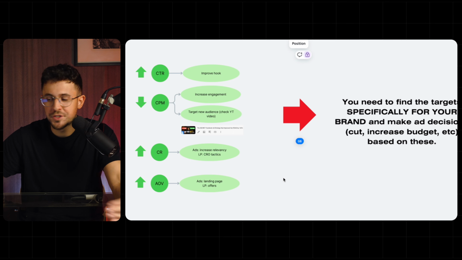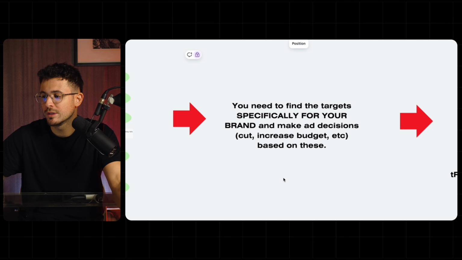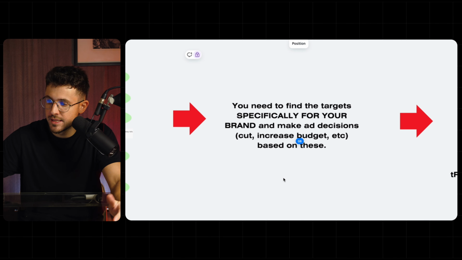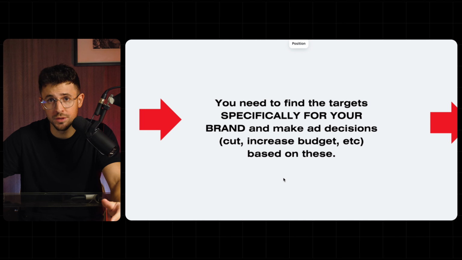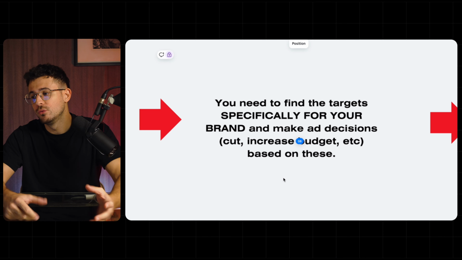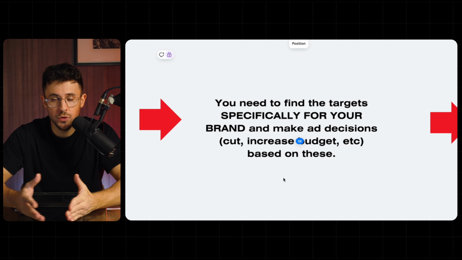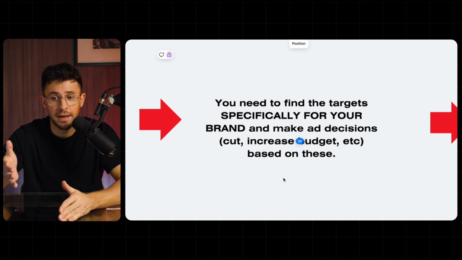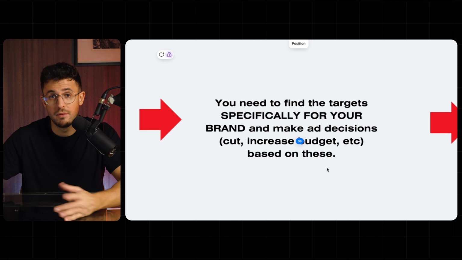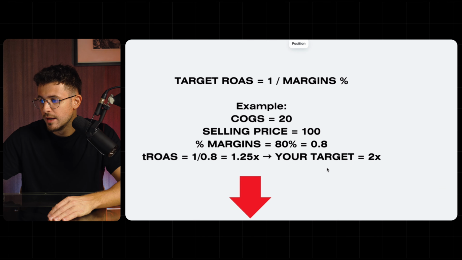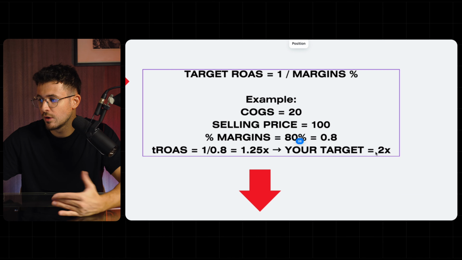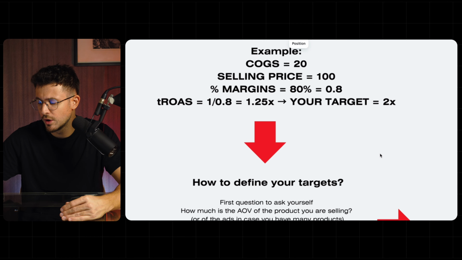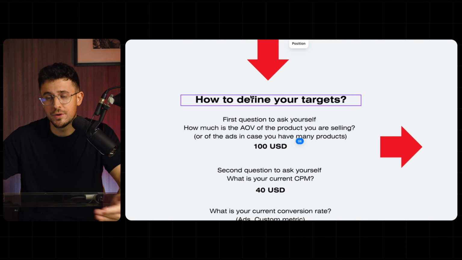Now you know all the metrics, you know how to improve them, but what are the targets for your brand? You basically need to understand how to find the targets for each of these KPIs for your specific brand, based on your unique unit economics and your financials, of course. So let's do an example. You have a target ROAS of 2, as I showed before. Now, how do you define your targets?